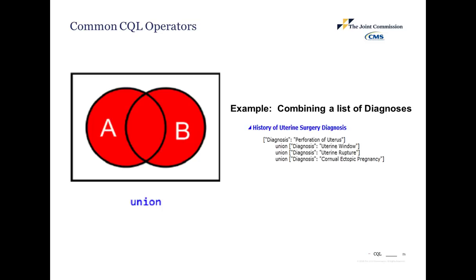So again, in the example, the logic is combining a list of all diagnosis codes that represent each one of the diagnoses listed. And what union does is it combines these lists so that if the patient encounter has any of the diagnosis codes from this list, it will satisfy the condition.